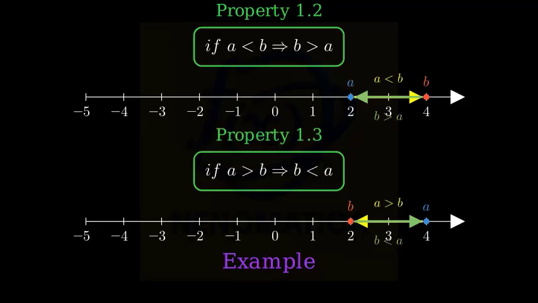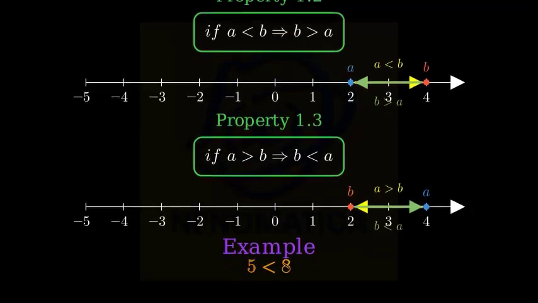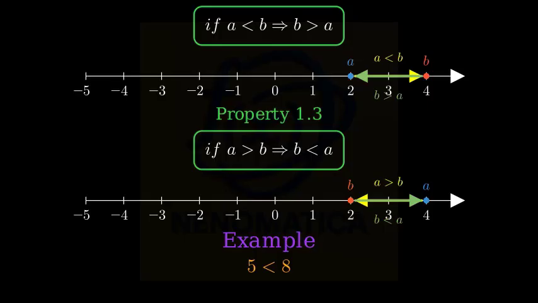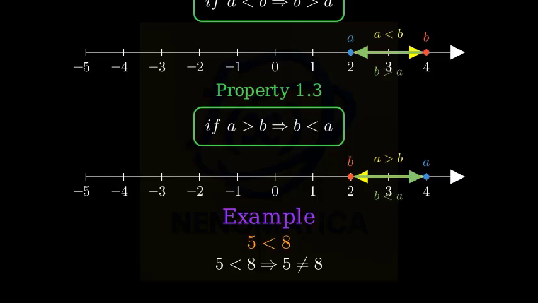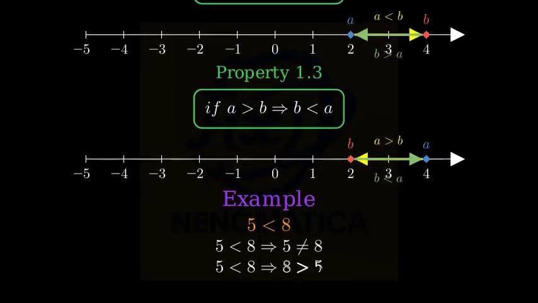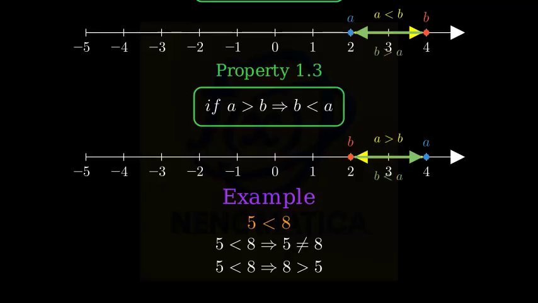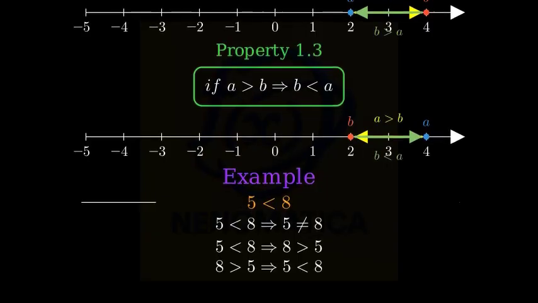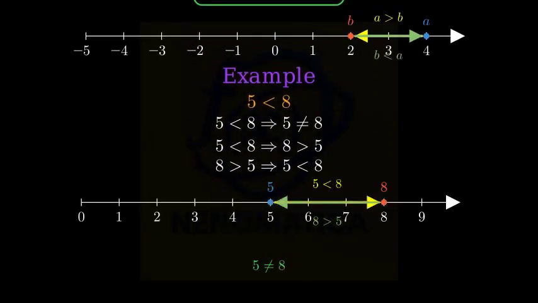Let's say we have the numbers 5 and 8. We know that 5 is less than 8, which we write as 5 < 8. By our first property, this means 5 is not equal to 8, which is certainly true. By our second property, if 5 is less than 8, then 8 is greater than 5. And by our third property, if 8 is greater than 5, then 5 is less than 8, which brings us back to our starting point.